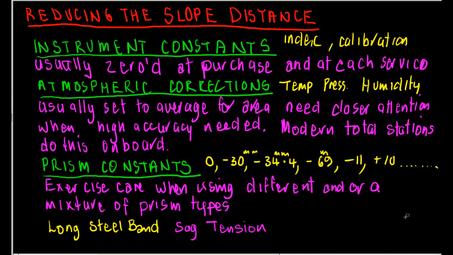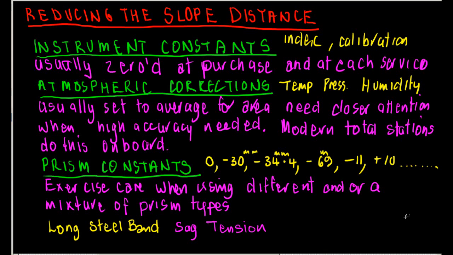Prism constants can be a source of error. Myself, I have available a number of different prisms that I use for various reasons and types of prism, and the prism constants range from 0, -30, -34.4, -69, -11 to +10, and there are others. It is very important with the machine that you have the correct prism constant dialed in.